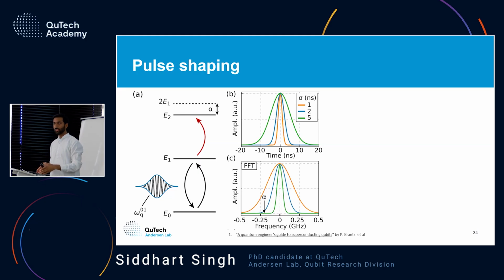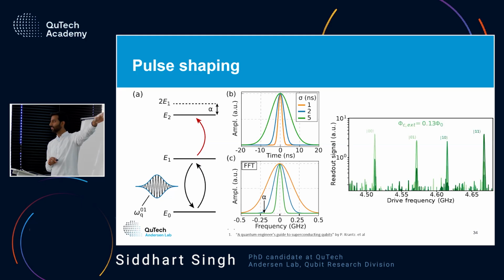So what happens is the shorter the pulses, the bigger the spread and more the leakage. And this is why the gates become slower. This is only one level. What if you had 4 levels, like in our case? Then it becomes even more tricky, and then you need better pulse engineering to control the leakages into other states.